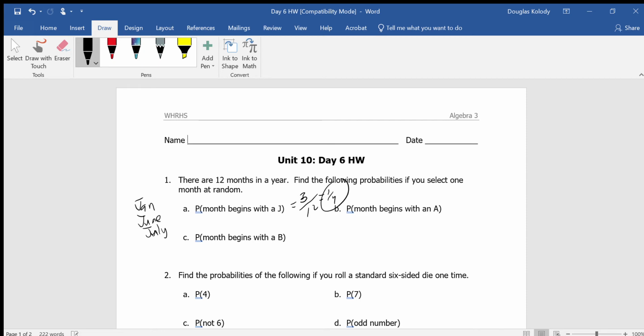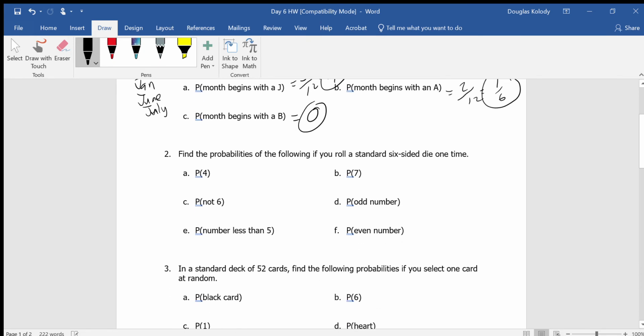The month begins with A, so that's April and August. So that's 2 months out of 12, which reduces to 1/6. Last but not least, the month begins with B. Does any month begin with B? No. Nothing does. So the probability is 0. Done.